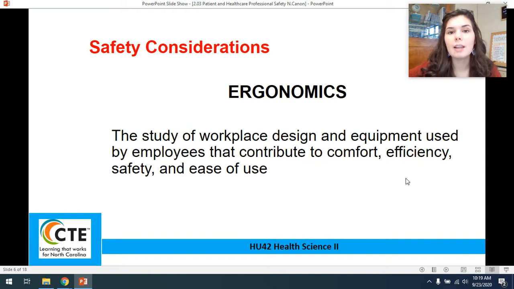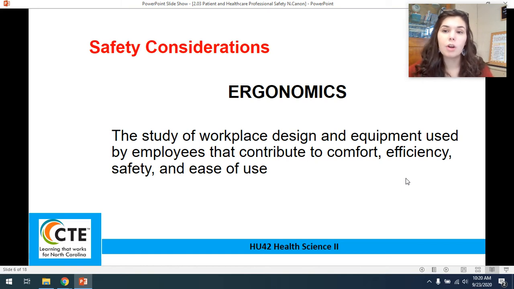Ergonomics deals highly with body mechanics as well. Ergonomics is the study of workplace design and equipment used by employees to help contribute to the comfort, efficiency, safety, and ease of use. Basically, ergonomics is the study of making sure that the items we're using in healthcare are going to be efficient for us, they're going to help us improve our body mechanics, and they're going to help us work in a safe and comfortable environment.